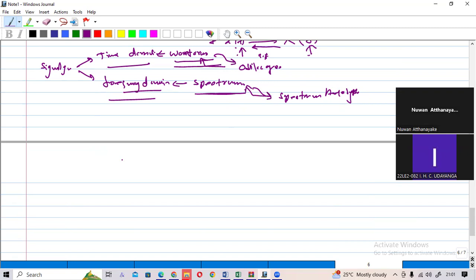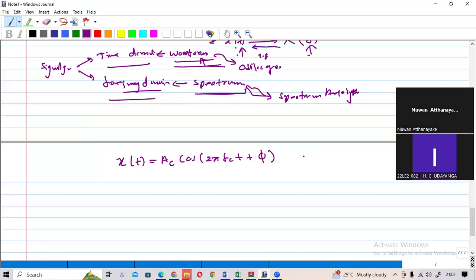Now, if you consider a sinusoidal signal, the time domain is like this: x(t) = A_c cos(2 pi f_c t + phi). This is the normal time domain sinusoidal signal. This can be cos or sine.